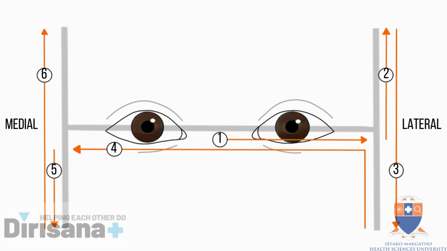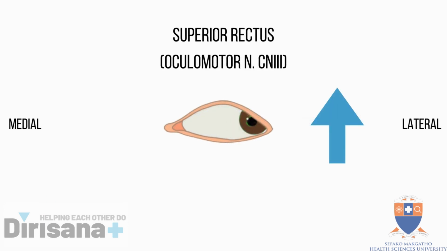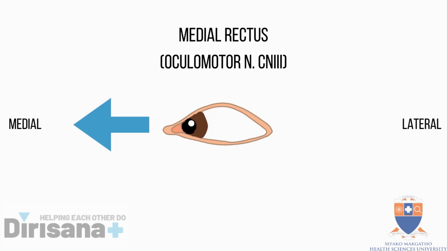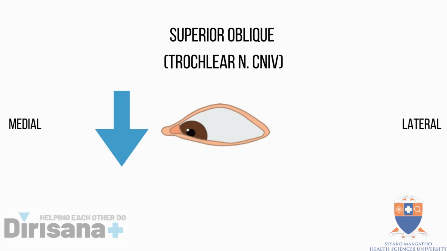The patient is asked to track the object starting from the midline in a pattern that resembles a capital H. First, they will be asked to track the object laterally, then superiorly, inferiorly, and then again in a medial direction, and superiorly and inferiorly. This will isolate the movement of the muscles to only test for the action of one muscle at a time.